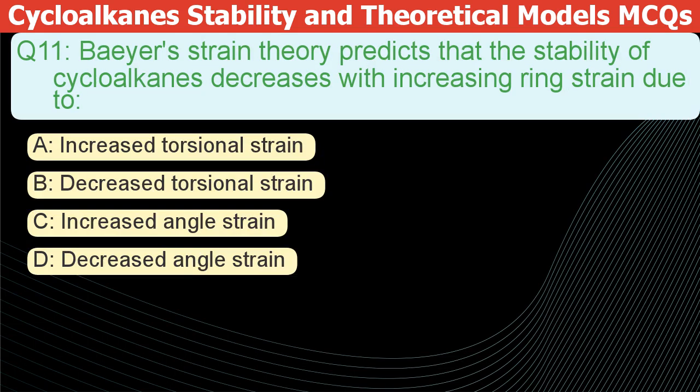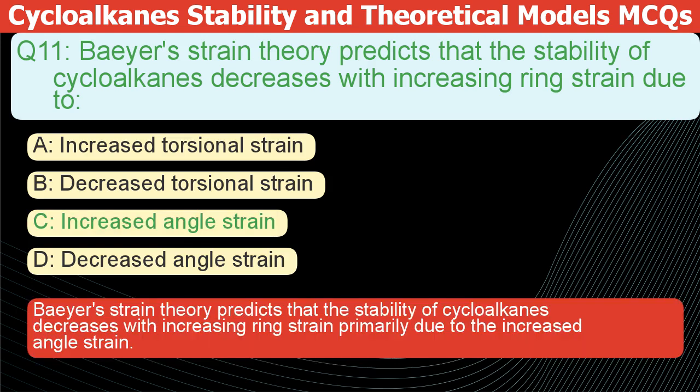Baeyer's strain theory predicts that the stability of cycloalkanes decreases with increasing ring strain due to: A. Increased torsional strain. B. Decreased torsional strain. C. Increased angle strain. D. Decreased angle strain. The correct answer is C. Baeyer's strain theory predicts that the stability of cycloalkanes decreases with increasing ring strain, primarily due to increased angle strain.